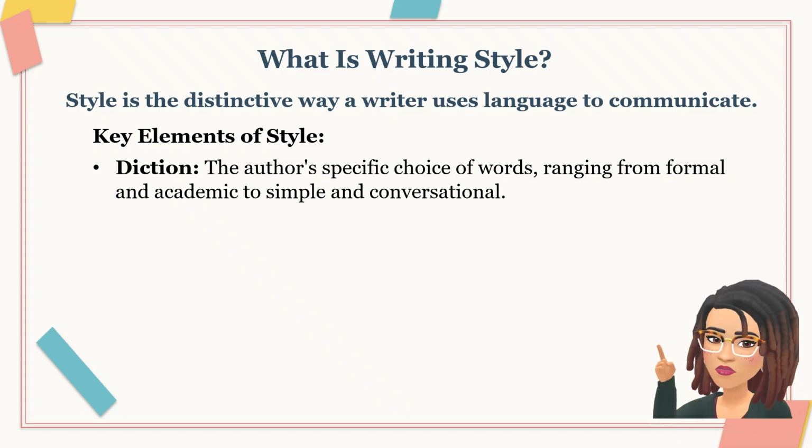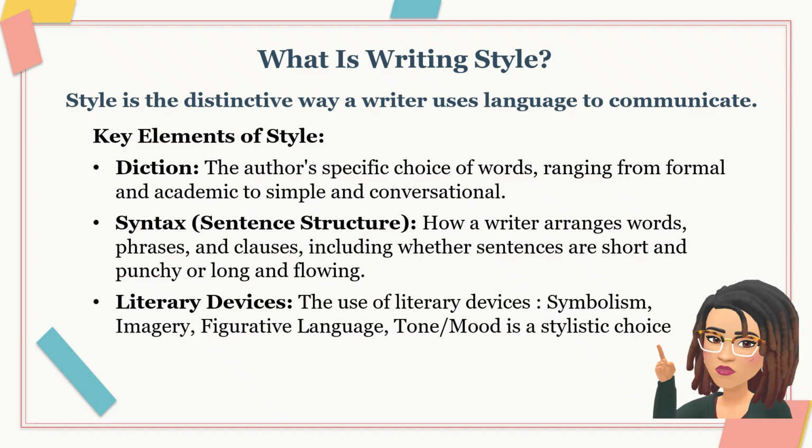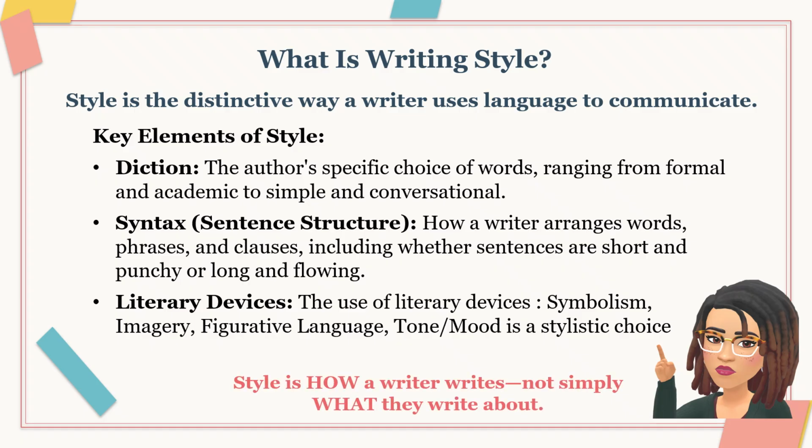Diction. This is the author's specific choice of words, ranging from formal to academic to simple and conversational. Syntax. This is how a writer arranges words, phrases, and clauses, including whether sentences are short and punchy or long and flowing. And literary devices. The use of literary devices, such as symbolism, imagery, figurative language, tone, and mood, is a stylistic choice. So you see, style is how a writer writes, not simply what they write about.